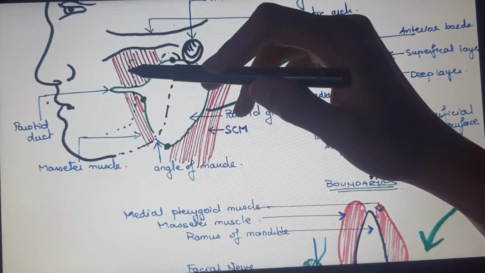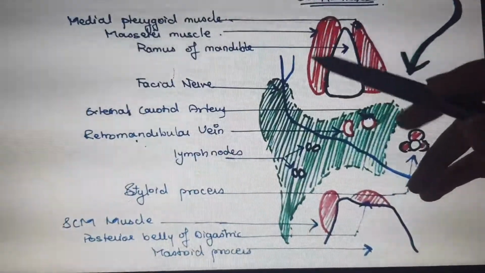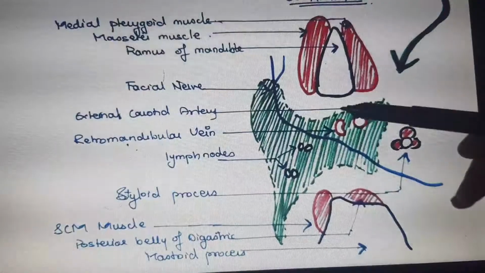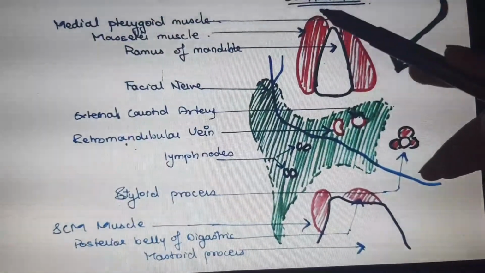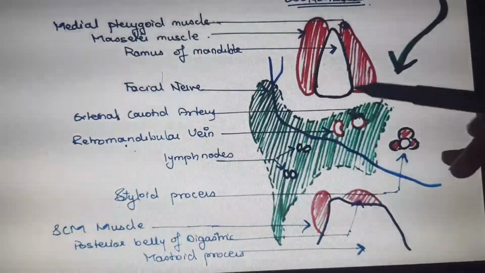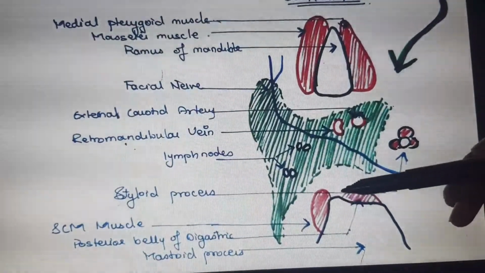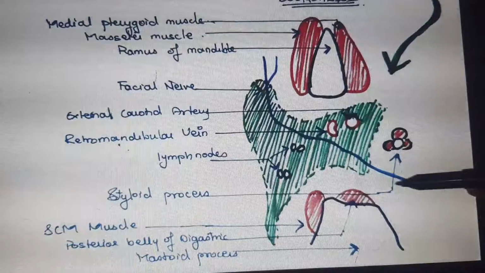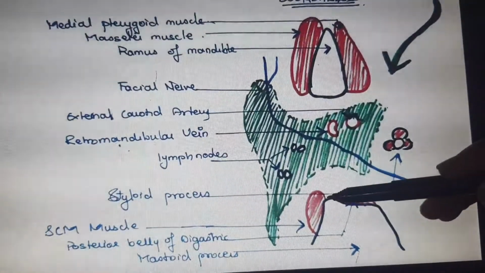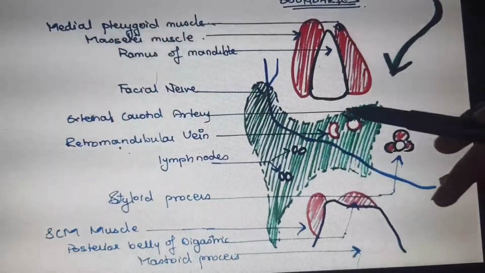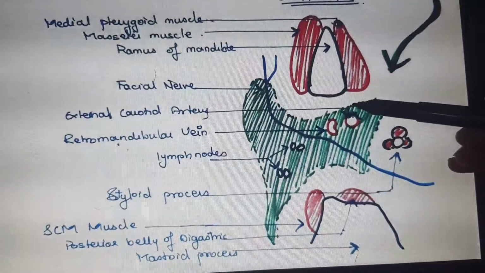Then you can appreciate the anterior medial and the posterior medial borders in this diagram. Anterior medially, it is the ramus of the mandible, the masseter muscle, and the medial pterygoid, whereas the posterior medial surface is molded by the sternocleidomastoid muscle, the styloid process, the posterior belly of the digastric, and the mastoid process. So the contents, as you can see, are over here.